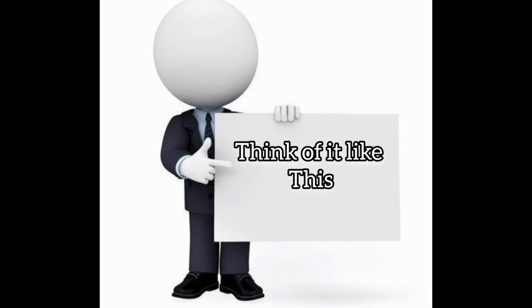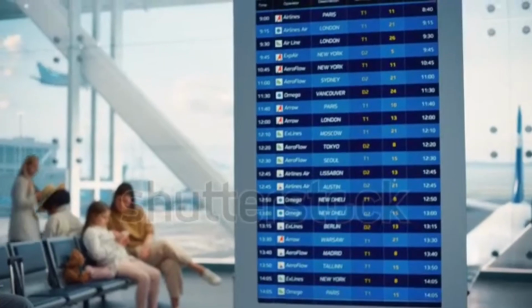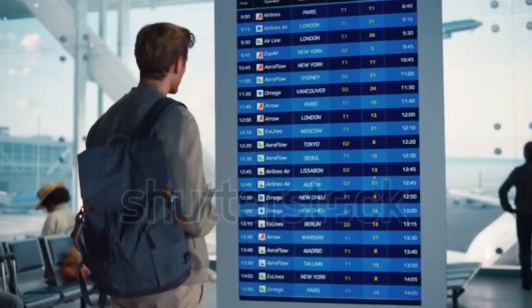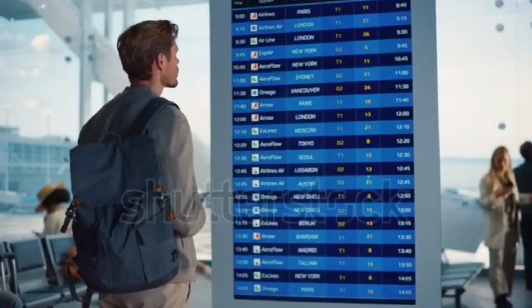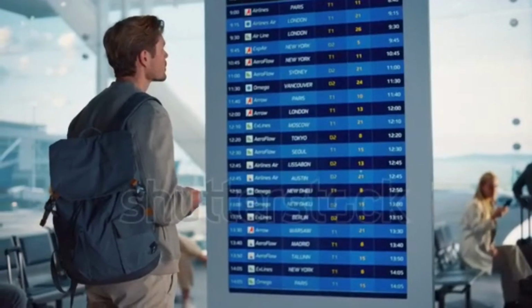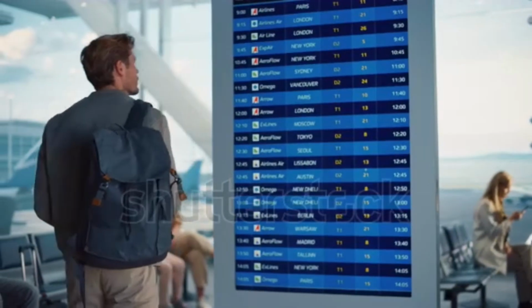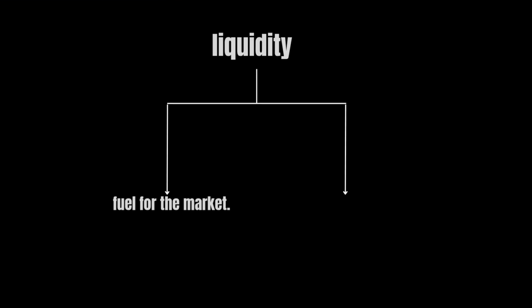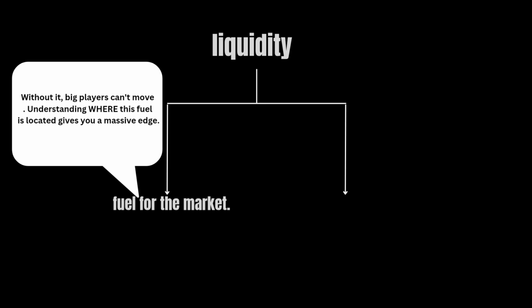Think of it like this. Imagine you're at a busy airport trying to exchange $1 million. You can't just walk up to one booth and do it instantly. There's not enough money there. You need to visit multiple booths, collect from different sources. That's what institutions do with liquidity. They collect it from concentrated pools. So liquidity equals fuel for the market. Without it, big players can't move. Understanding where this fuel is located gives you a massive edge.